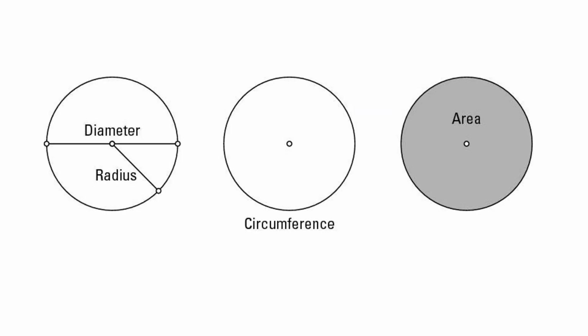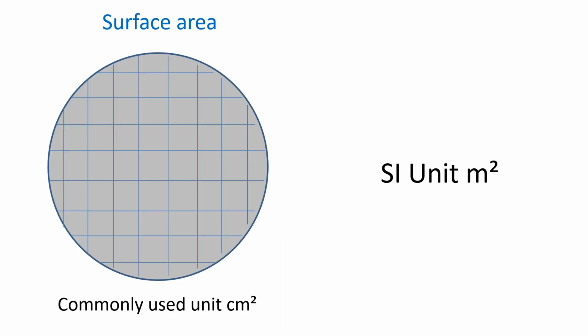In relation to fluid power, it's important to remember that calculations are based on surface area of a piston, not the diameter. The SI unit for surface area is meters squared. A commonly used unit is centimeters squared.